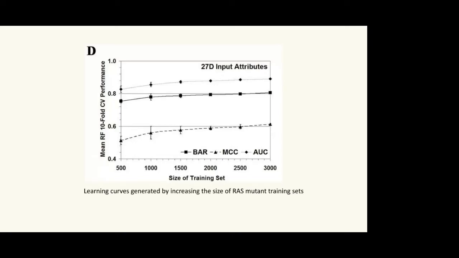In this case, it tells us that it doesn't really matter if we had 3,000 versus 3,500 data points, because you can see that the curve just flattens out eventually. At that point, the accuracy didn't really change that much. It wouldn't make a big difference if we had more data points.